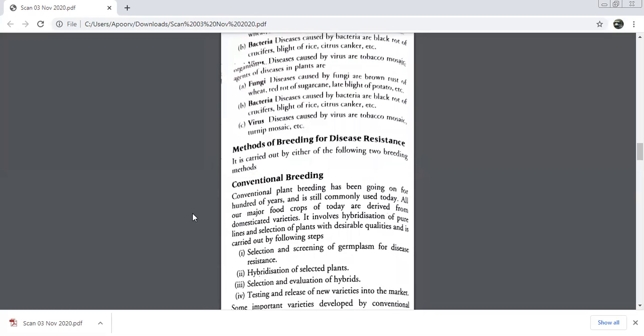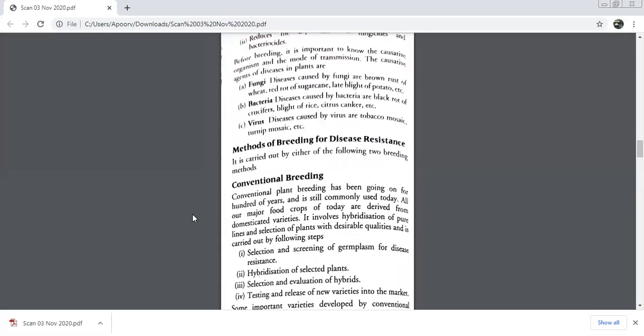Methods of breeding for disease resistance. I just discussed with you that we need to have disease resistance. So how are we going to develop that? That is what we are going to read very quickly.